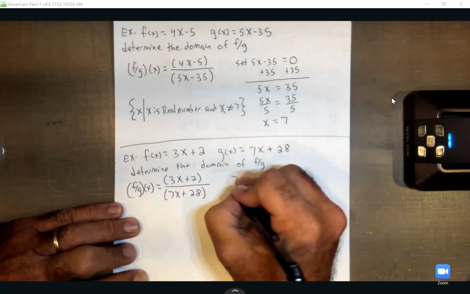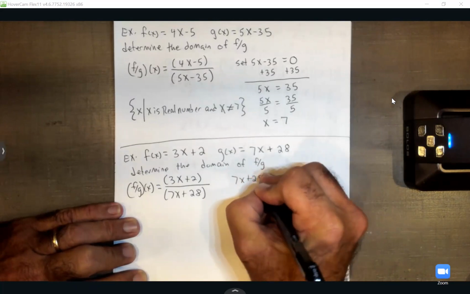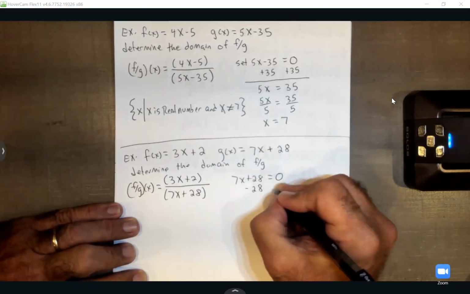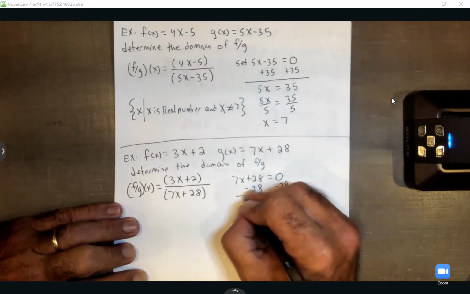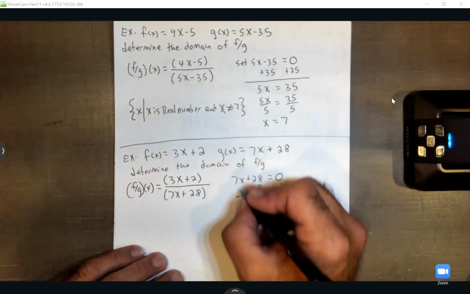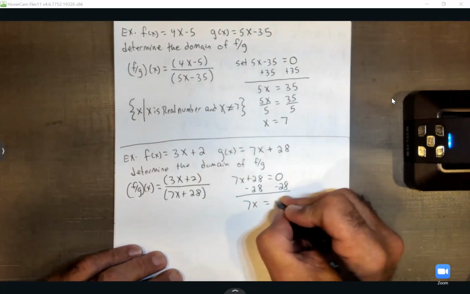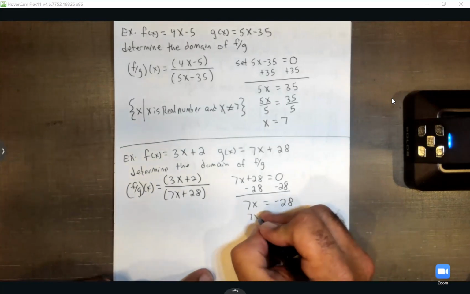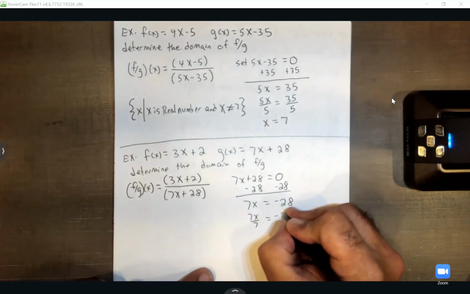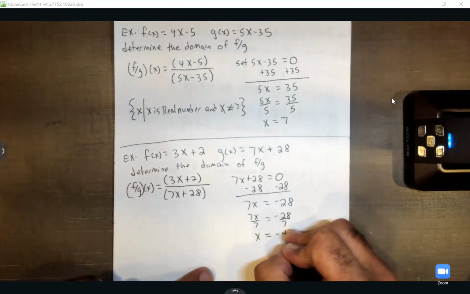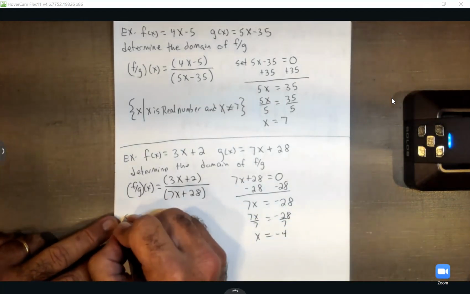All right, so there's my fraction. Set that denominator equal to 0. And it was having to subtract that 28 that made this answer negative, okay? Because then you got 7x equals -28. Divide both sides by the 7. So there you go. X is -4. So let's kick out the -4.